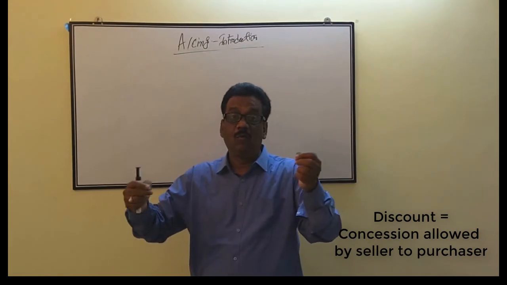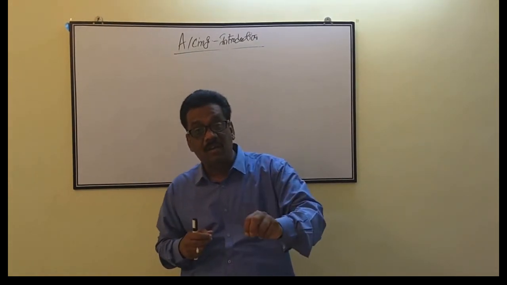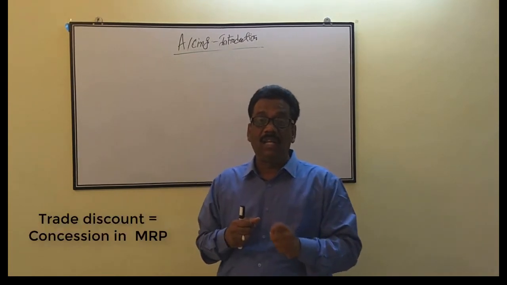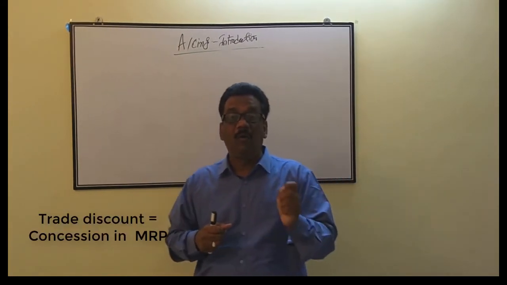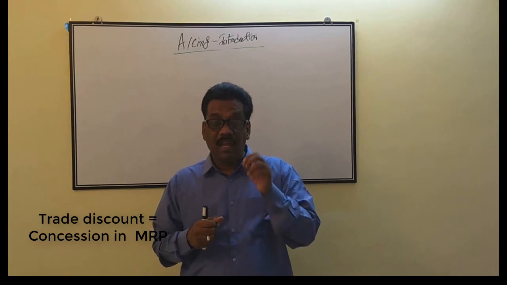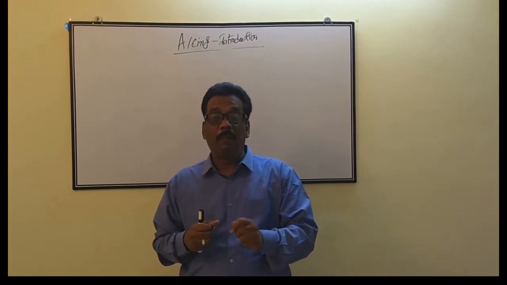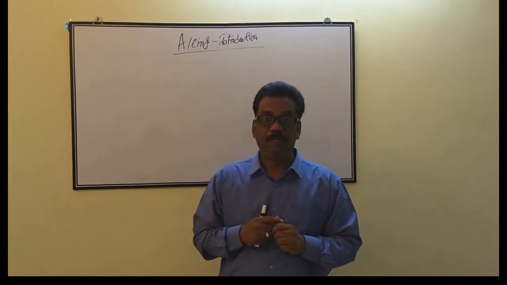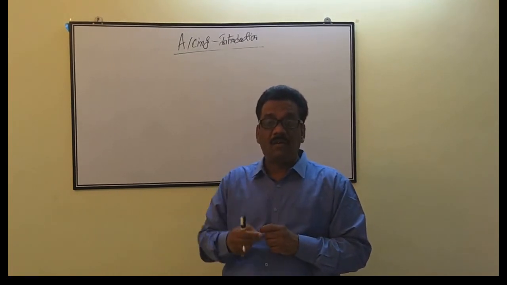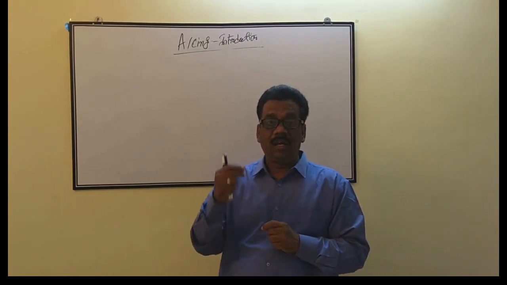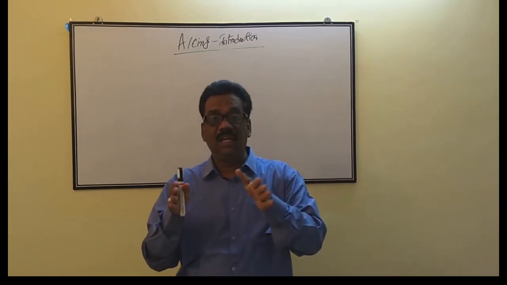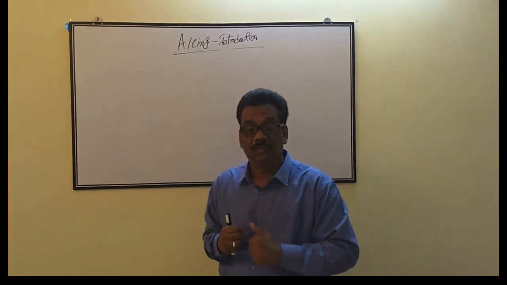Then a discount. Discount is the concession allowed by the seller to the purchaser of the goods. Again, it is of two types. One is trade discount, another one is cash discount. Trade discount is the concession allowed by the wholesaler to the retailer against the MRP, maximum retail price or market price. Net of the trade discount is recorded in accounts. So trade discount is not considered in accounts; it won't come into account.